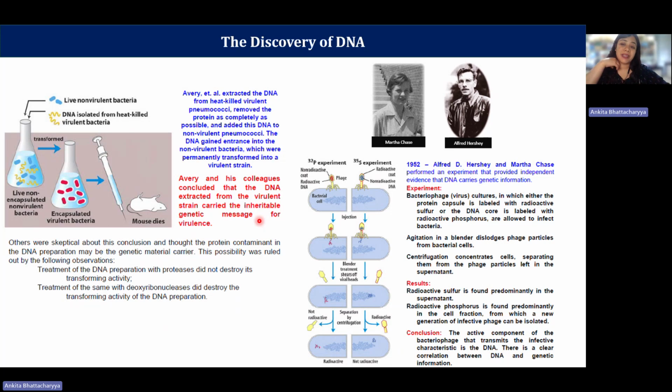So they provided independent evidence that DNA actually carried the genetic information. They took bacteriophage cultures which were separately labeled, one with a radioactive isotope of phosphorus, which labeled the DNA. The other was radiolabeled with sulfur, which labeled the protein coat. Both were independently allowed to infect bacterial cells. Centrifugation was performed, and then cells were checked to see whether you detect radioactivity in the pellet or in the supernatant.